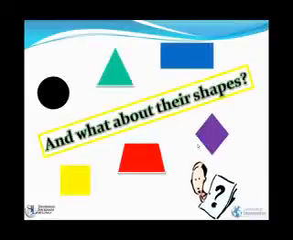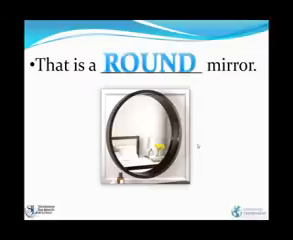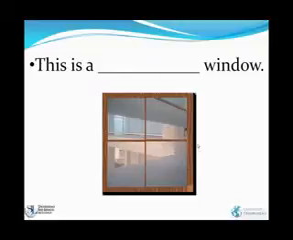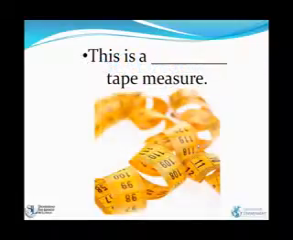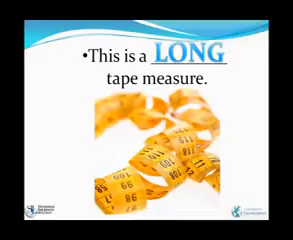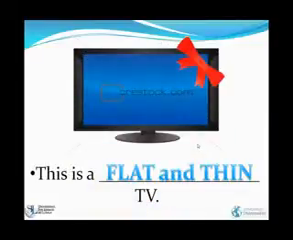And what about their shapes? Objects do not have the same shape. Look at the mirror. That is a round mirror. Round is the shape of the object. This is a square window. Square is the characteristic, is the shape of the object. This is a long tape measure. This is a flat and thin TV.